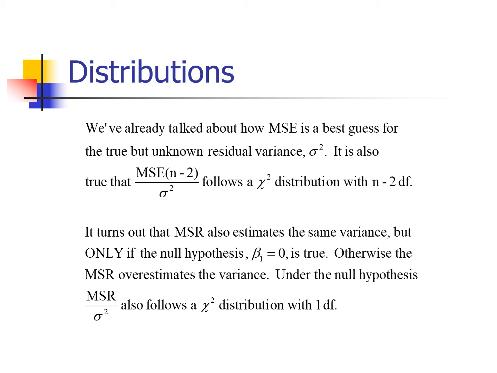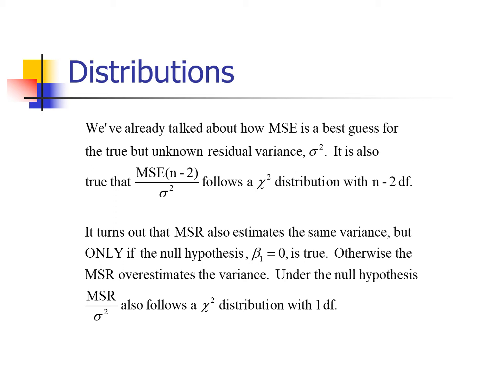Now, last week, we talked about how the MSE, the mean squared error, is a best guess for the true but unknown, hypothesized common variance, sigma squared. It's also true, and this is the analogous fact, the 512 equivalent of the fact from the previous slide, that the MSE times n minus 2 divided by sigma squared follows a chi-squared distribution with n minus 2 degrees of freedom. So the MSE times n minus 2 divided by sigma squared, we know its distribution. It's a chi-squared.